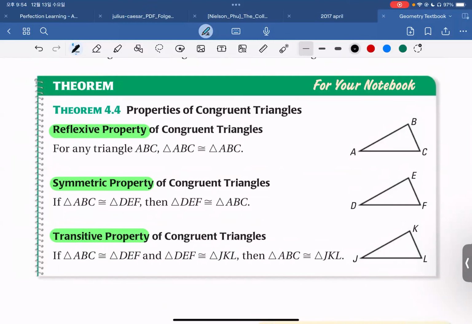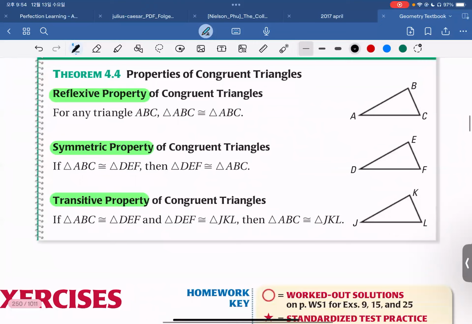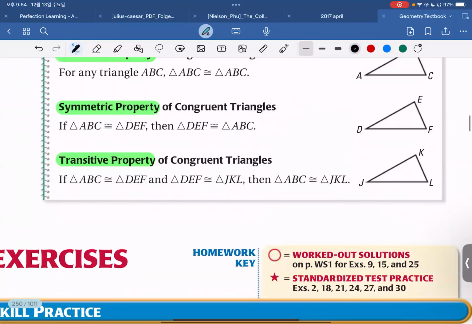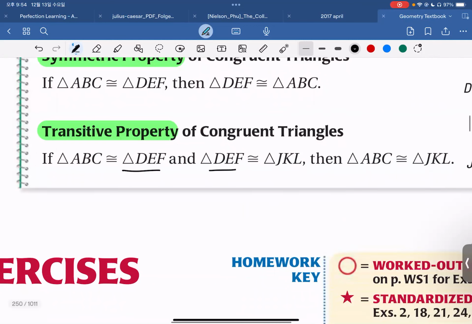And the symmetric property is saying that if x is equal to y, then y is equal to x. In this case, if x is congruent to y, then y is also congruent to x. And last, the transitive property is forming basically like a link. I like to call it kind of like a bridge, right? So if ABC is congruent to DEF and DEF is congruent to JKL, then obviously ABC and JKL are congruent to one another.